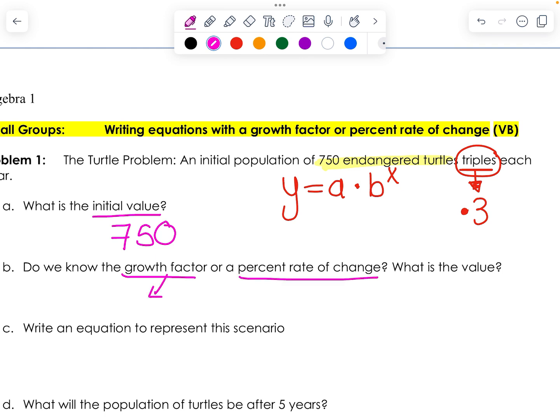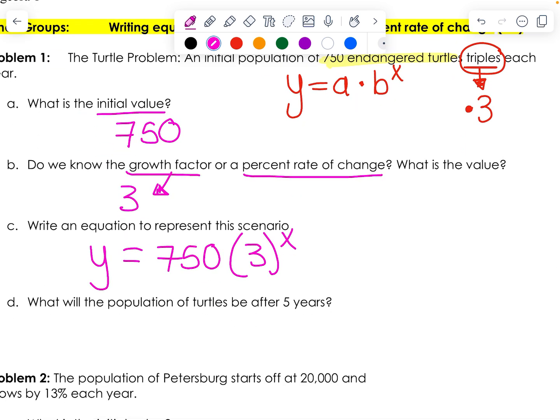We know the growth factor is 3. So the equation is 750 times 3 to the x. You don't need to add 1 to it because then you're multiplying by 4. It's no longer tripling. You already know you're multiplying by 3. That's it. Easy peasy. Once you have your equation, you can just use the equation to answer the following question.